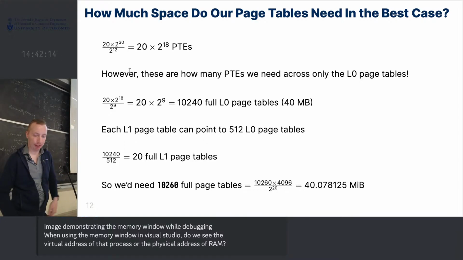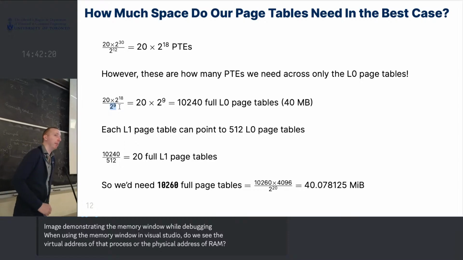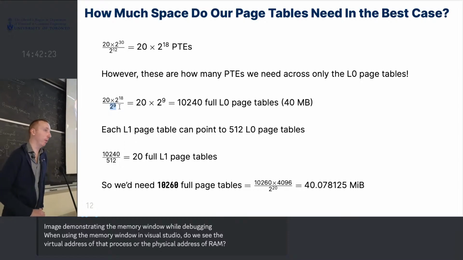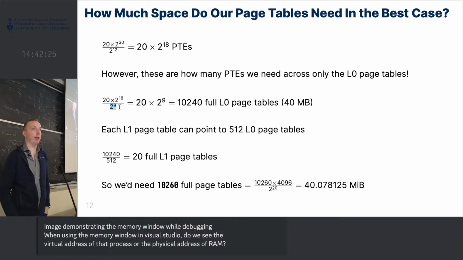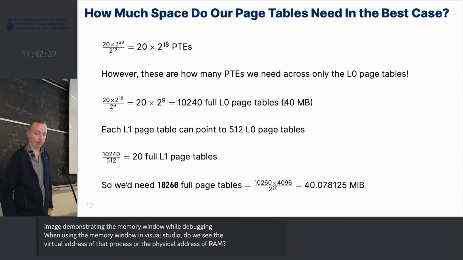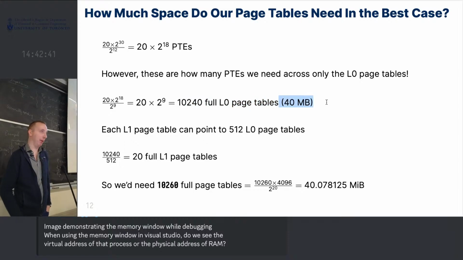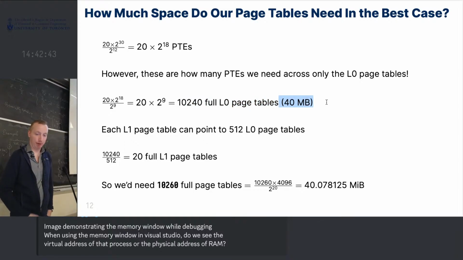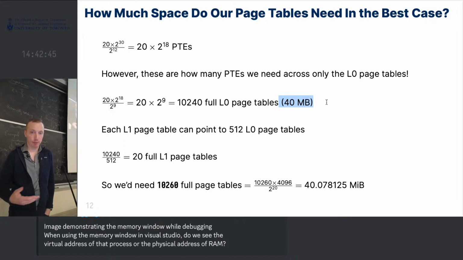If that's how many page table entries we need, we know that we can only fit 2 to the 9 page table entries in each L0 page table. So we can figure out how many L0 page tables we need by just dividing it. We get 20 times 2 to the 9, or 10,240 full L0 page tables. These full L0 page tables would be 40 megabytes, except we can count how many of them we need.